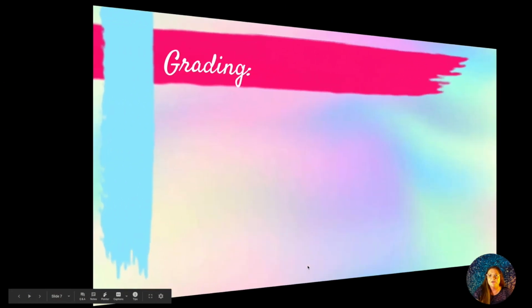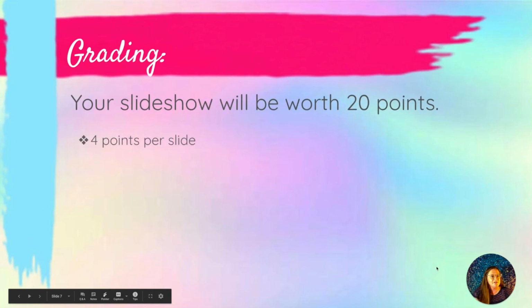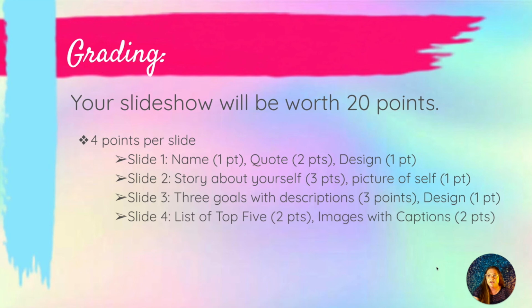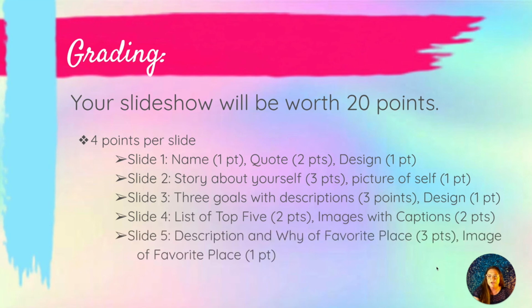And how much is that worth, you might ask, right? How is this going to be graded? Well, your slideshow is a project. And as I said on a previous slide, projects are worth 20 points. And so basically what you're going to earn is 4 points per slide. So as long as you have all the information, then you will earn the points. If you are missing something, you will lose points. So you can see here how your 4 points per slide are going to be broken up.